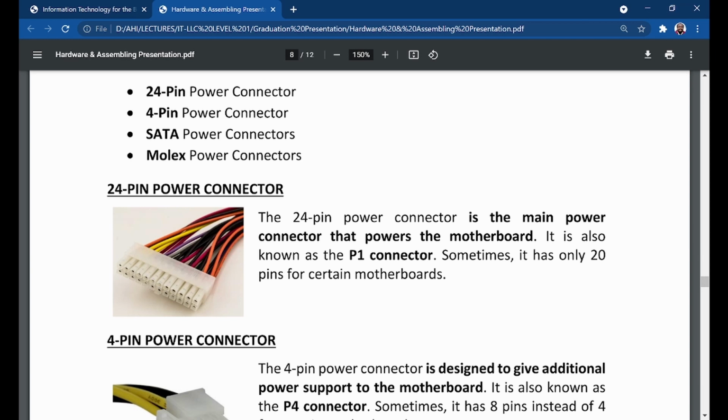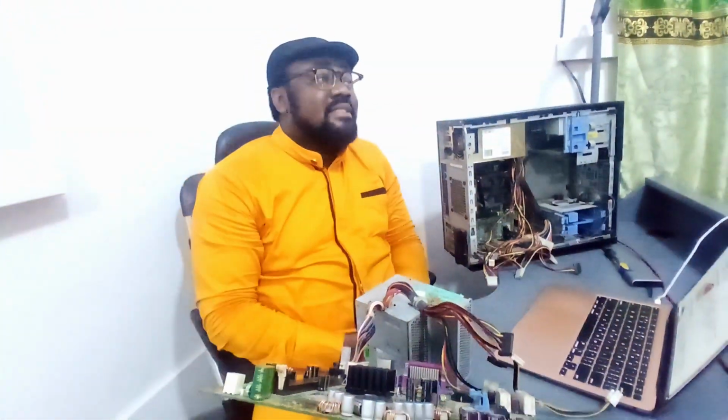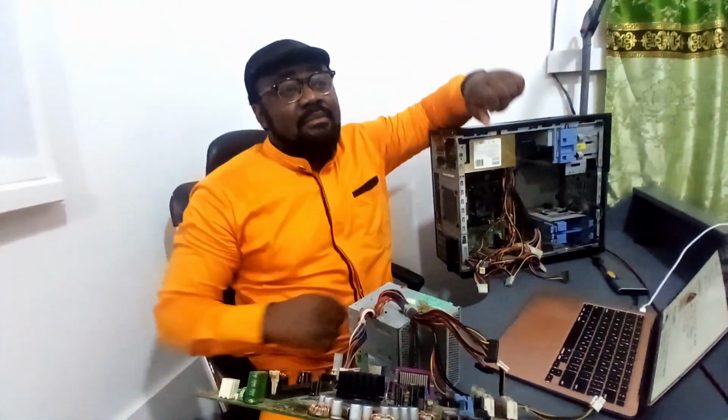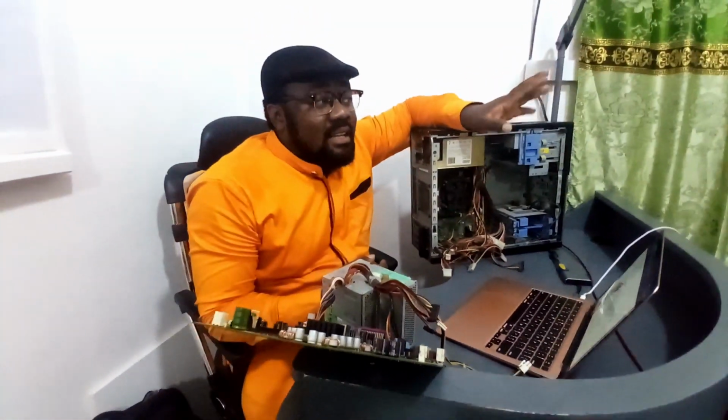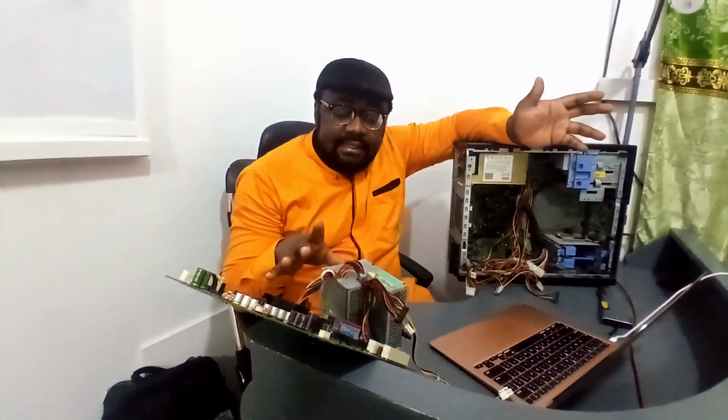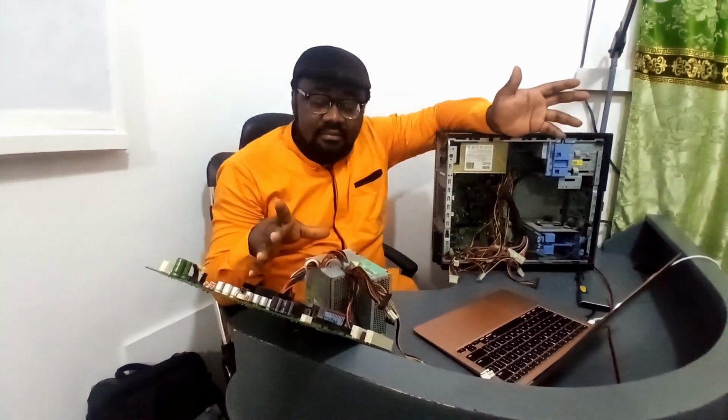Sometimes it has only 20 pins for certain motherboards. There are a few motherboards out there that use 20, but 95% of all computer motherboards use 24 pins. So I'll just give 5% to some few machines out there that use 20. Now, if your machine uses 20 and your power supply unit is providing 24, what do you do?